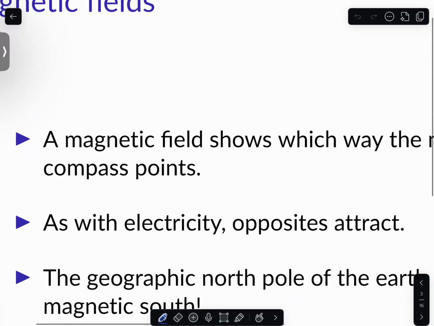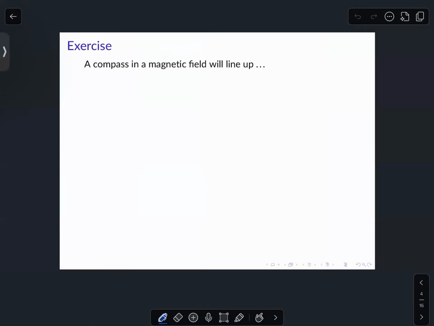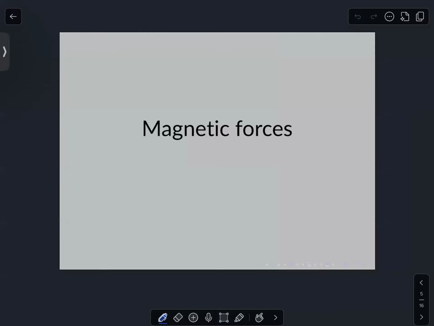Read the slide. Read the top point. Turn to each other, read the slide. Now read the question. A compass points which way? With the field, by definition. You see it? That's all you need to know about fields for now. We'll talk about how to calculate magnitudes later. For now, I just want you to understand a direction.